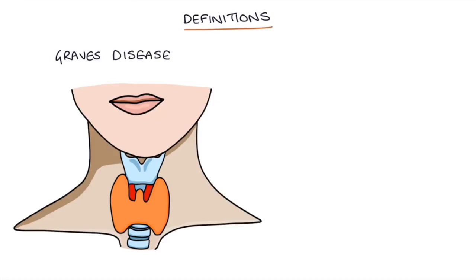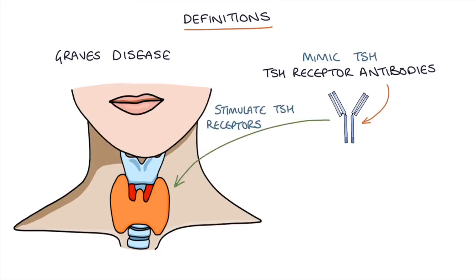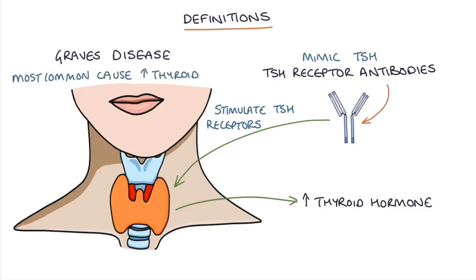Graves' disease is an autoimmune condition where there's TSH receptor antibodies that are causing the hyperthyroidism. These TSH receptor antibodies are abnormal antibodies that are produced by the immune system, and they mimic TSH and stimulate the TSH receptors in the thyroid gland and cause them to secrete thyroid hormone. And this is the most common cause of hyperthyroidism.